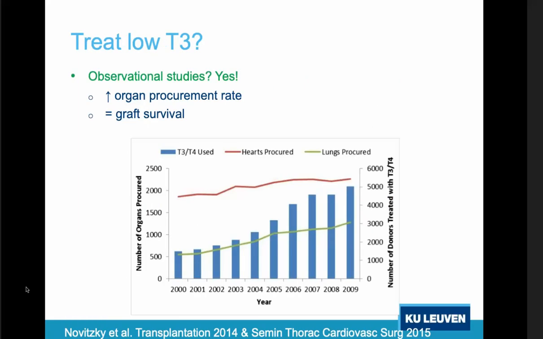But from a clinician's point of view, of course, the question is, should we treat low T3 levels after brain death? We know that most patients have low T3 levels after brain death, so should we treat it or not? And here, observational studies would suggest that this could indeed be a very good idea, because observational studies have shown that the administration of thyroid hormone was associated with an increased organ procurement rate. So based on observational studies, one could think that routine thyroid hormone administration could be beneficial.